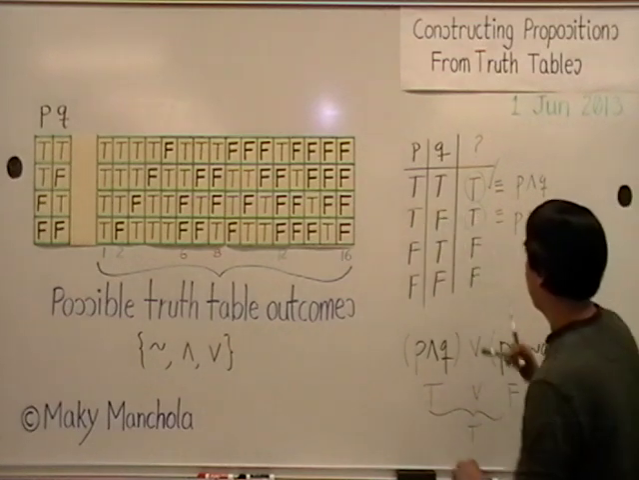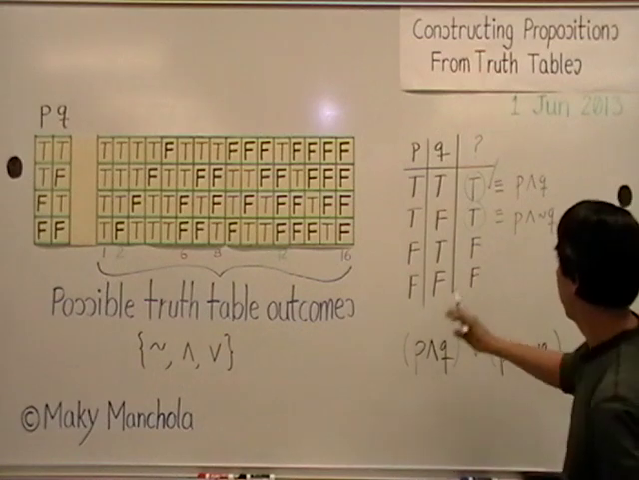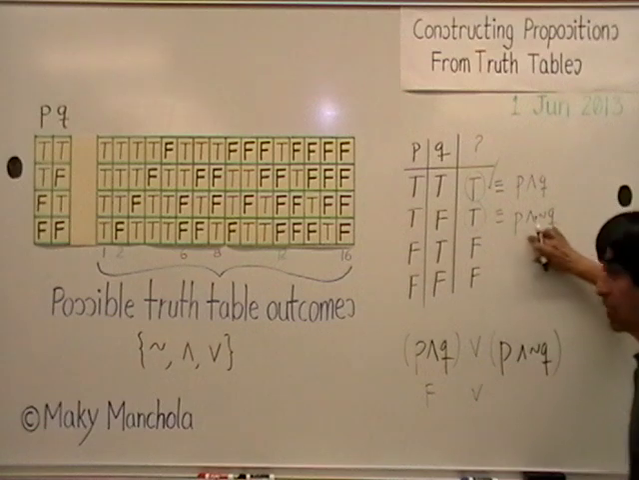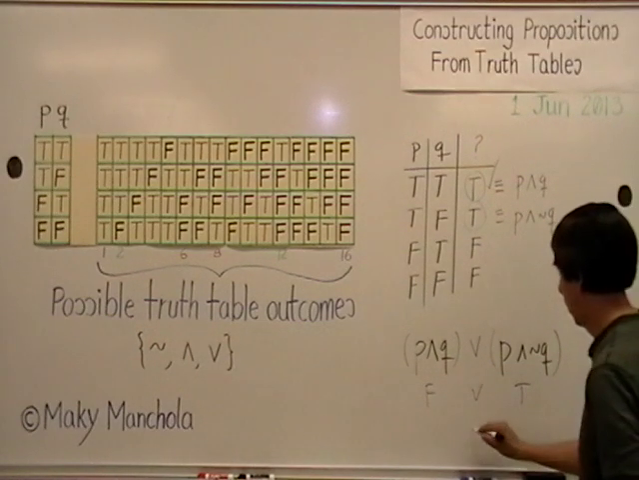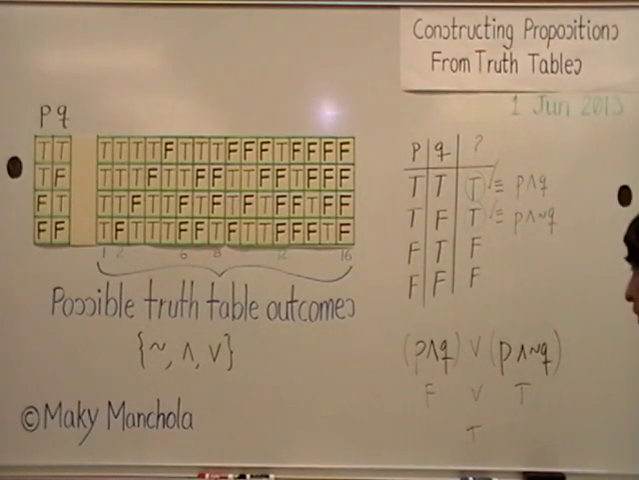When P is true and Q is false, what happens? When P is true and Q is false, the first conjunction is false, but the second one is true, because that's how we made it so. What is false or true? True. As desired. That's what we wanted.